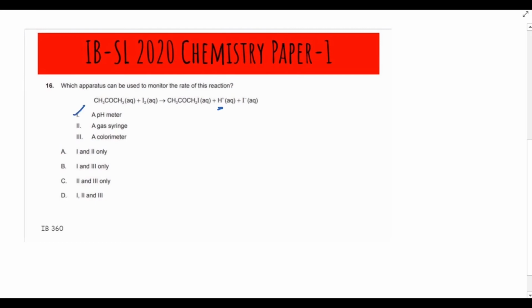A gas syringe. Basically, a gas syringe is used whenever you have gaseous products or gaseous reactants. But in this case all of our reactants and products are aqueous, so we can't use a gas syringe.